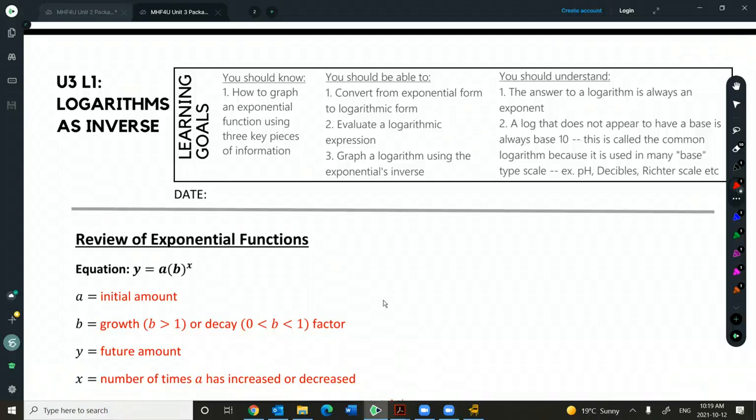Okay guys, so we're going to take a deeper look in this unit into logarithms, what they are, how they work. Back in grade 11, we introduced to you guys the idea of log and how we can use log to isolate for an unknown in the exponent.